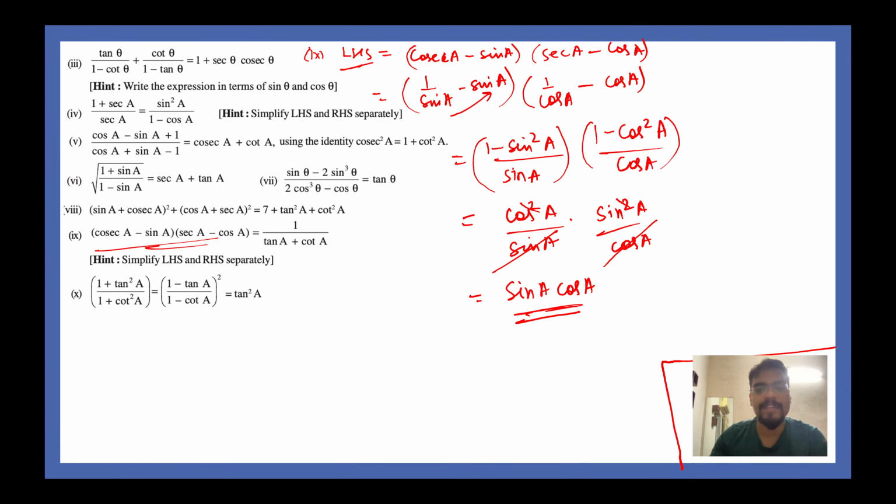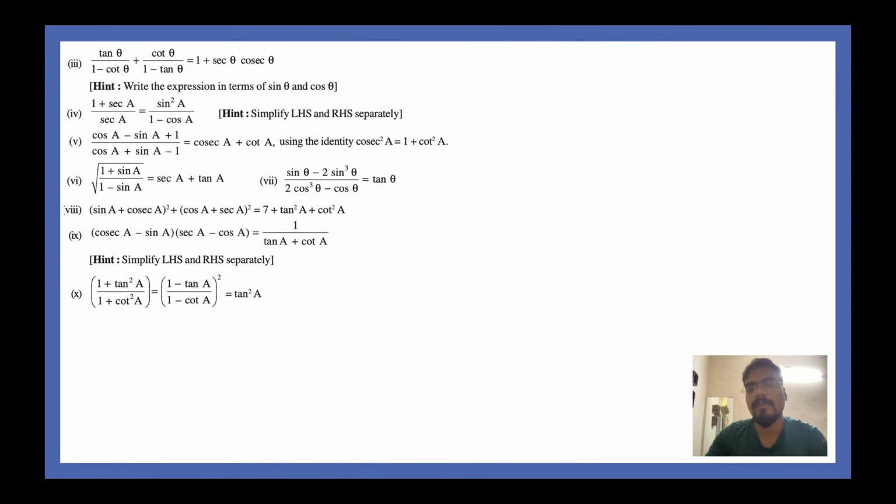Alright, so let me just quickly delete whatever is written on the board. I'm erasing it. So so far we have got sine A multiplied by cos A, and leave this value here. I mean sine A cos A is what we got in the left hand side. Now solving the right hand side, RHS. On the RHS you have 1 upon tan A plus cot A.